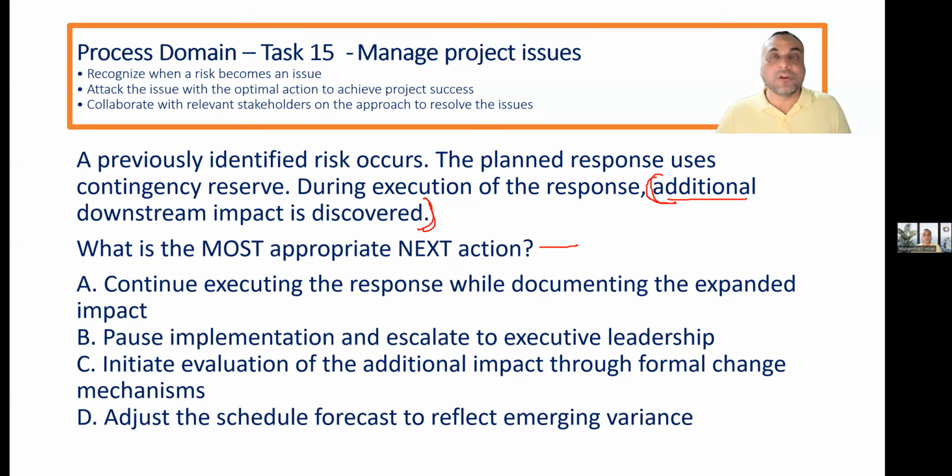Continue executing the response while documenting the expanded impact. Pause implementation and escalate to executive leadership. Initiate evaluation of the additional impact through formal change mechanisms. Adjust the schedule forecast to reflect emerging variance. So the correct answer is exactly: we will initiate the evaluation with the formal change control procedure. Very good. Perfect. Let's go next.